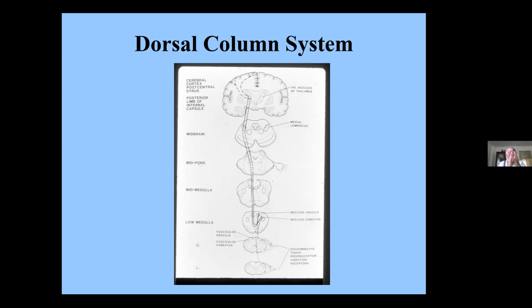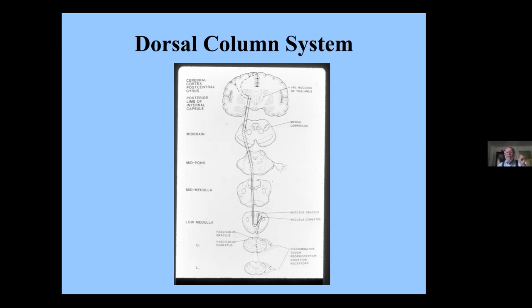And they maintain that trajectory through all of the different levels of the spinal cord, come up into C1, and then come into the caudal medulla, where they are going to synapse in the nucleus gracilis or nucleus cuneatus. Obviously, fibers within the fasciculus gracilis synapse on the nucleus gracilis, and fibers that synapse on the nucleus cuneatus are in the fasciculus cuneatus. Nothing crosses.